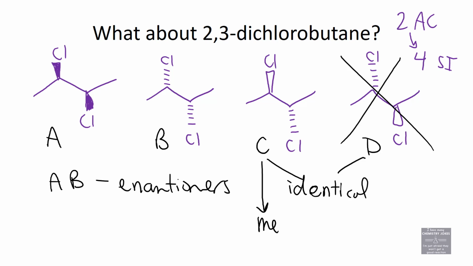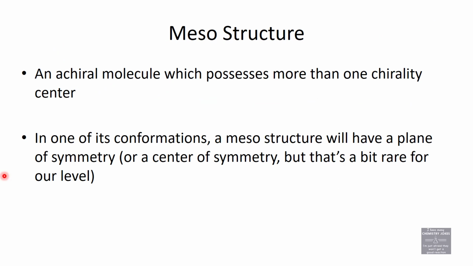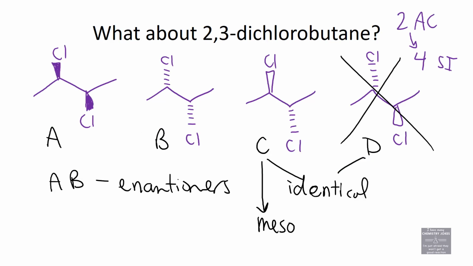Compound C is what's known as a meso compound. A meso compound is a compound that definitely has more than one chirality center, more than one asymmetric carbon. You cannot be meso if you only have one asymmetric carbon. So in one of its conformations, this meso compound will have a plane of symmetry. Let's show you what that plane of symmetry looks like in this molecule.